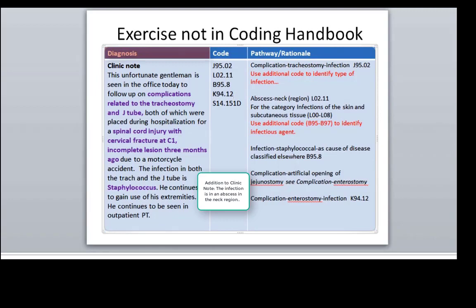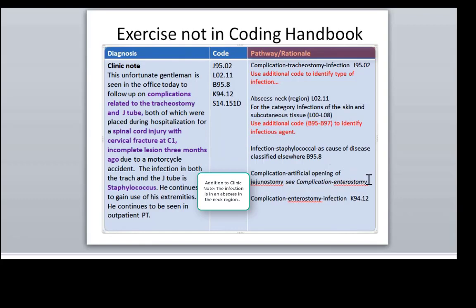I have in the purple font here bolded those main terms that are going to be coded. I have purposely not highlighted motorcycle accident, but many times that's an external cause code that you would be coding if you were working in the hospital. I have here the path for the complication of the trach with an instructional note, use additional code to identify type of infection. Then I have the neck abscess and additional code to identify the infectious agent, and here is the staphylococcal code. So those first three codes have to do with the complication of the trach.